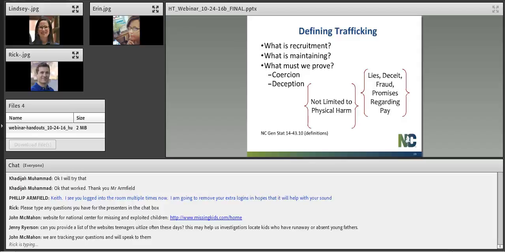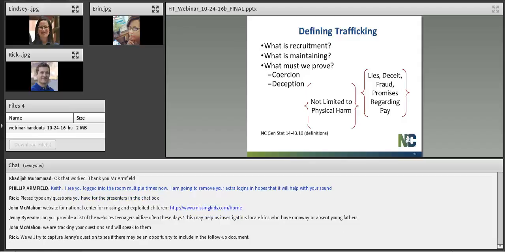I've got a question here. Can you provide a list of the websites teenagers utilize often these days? So, yeah, absolutely. Some of the websites I've already mentioned. Kik, K-I-K, it's a Canadian app, very frequently used. Party in My Dorm Room is an app I mentioned. Rub Mats, R-U-B-M-A-T-S, is an app that a parent in Jacksonville reached out to me about because her 10-year-old was being recruited on that site.